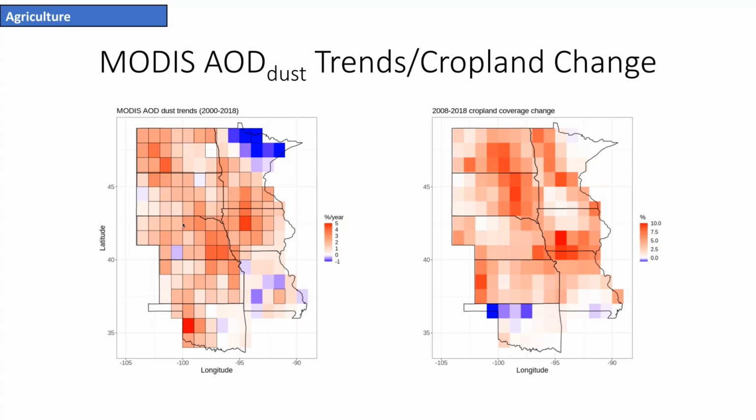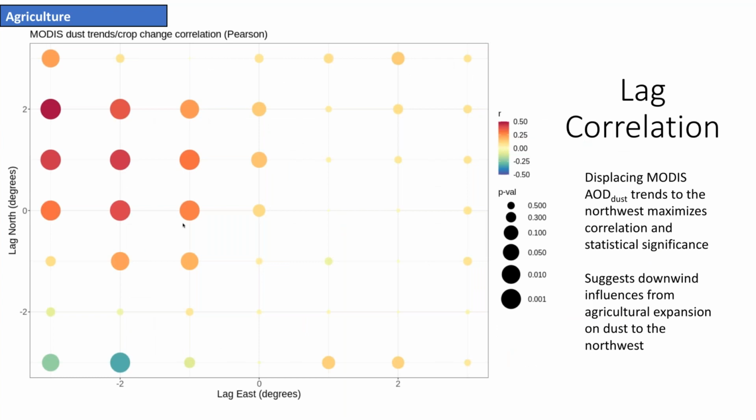And to investigate how these might be connected, I employed a lagged correlation test where I displaced MODIS AOD dust trend results relative to the cropland change results, and found that the correlation coefficient and statistical significance were maximized to the northwest, which would suggest a downwind influence from agricultural expansion on dust to the northwest.